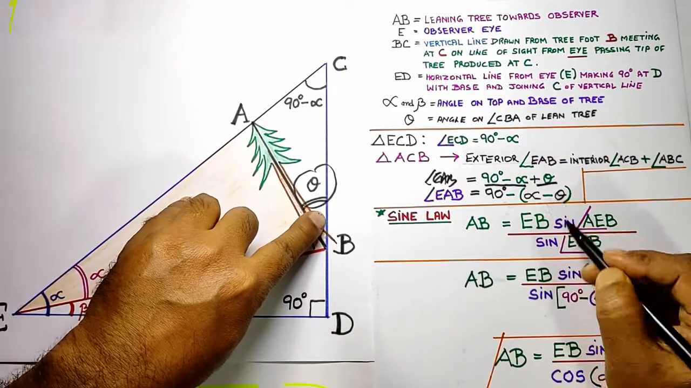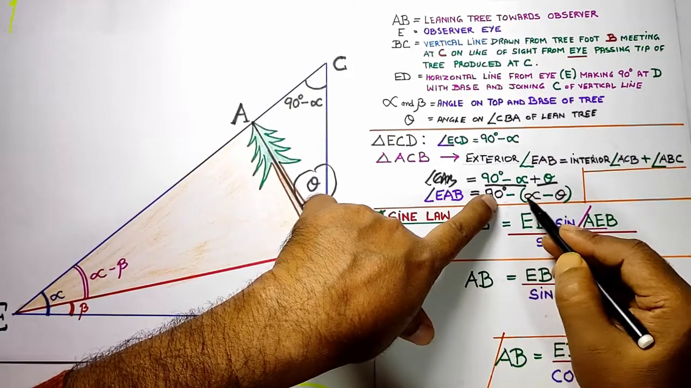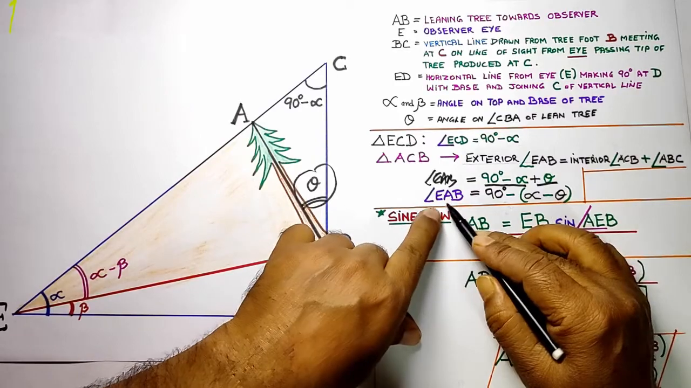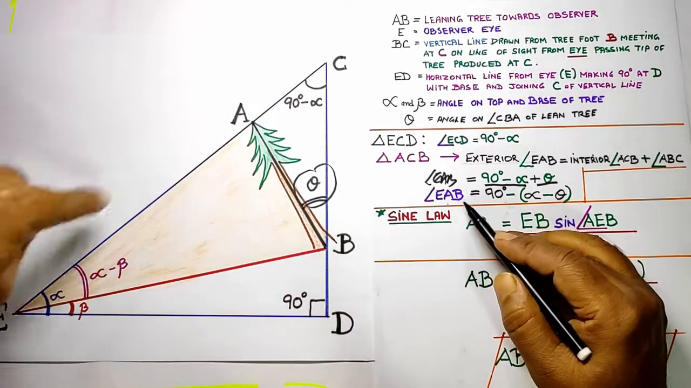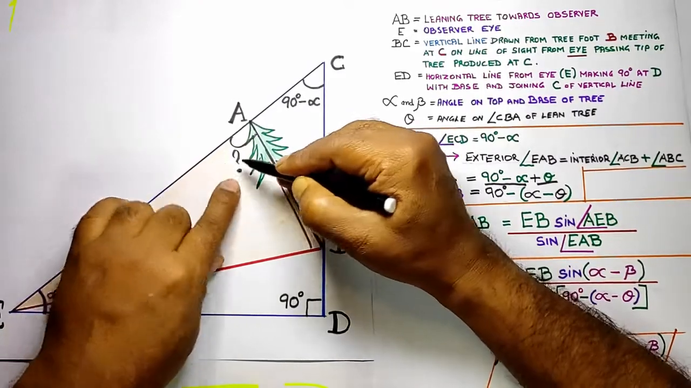This theta. Okay. So EAB now becomes 90 here by simple algebraic way. This will go under bracket, alpha minus theta. This way we are getting the value of EAB, which we could not find. So this is very important.